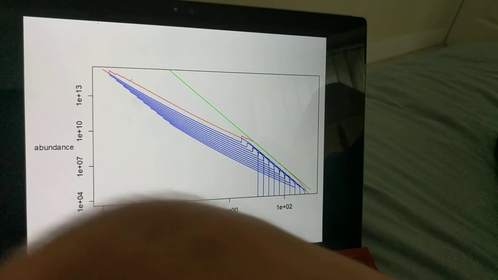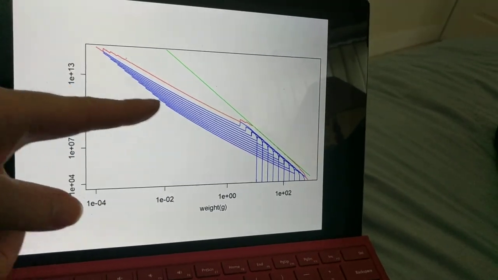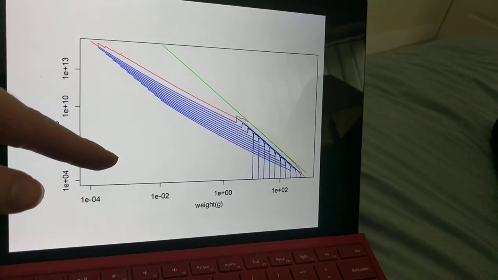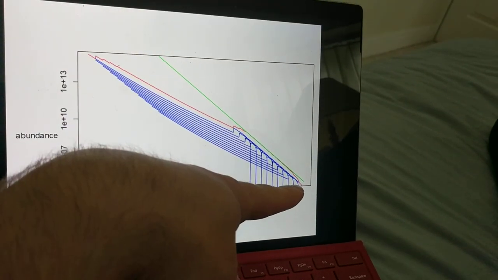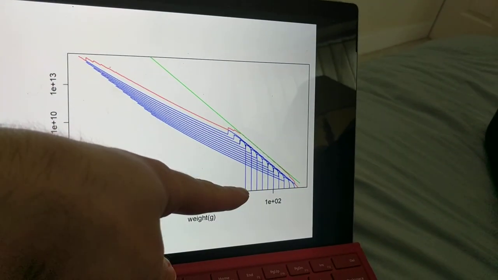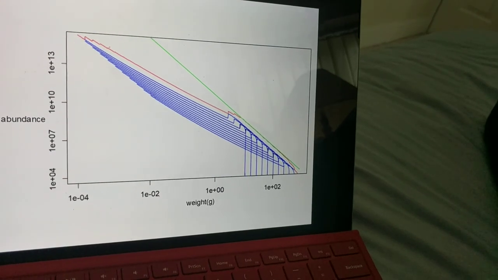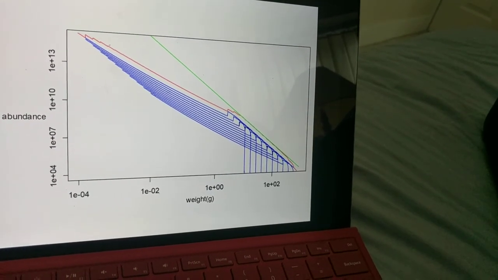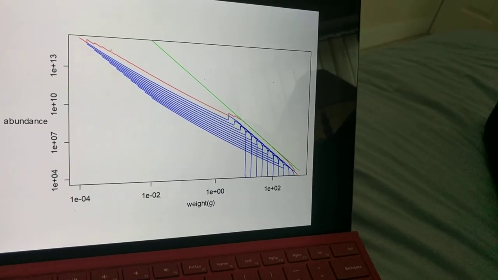So these blue curves here, these are the abundance curves for different species. Now, these species are very similar to each other. They grow to different sizes. These species grow to this size here. And this first species here, they only grow to this size here. And so the different species have different maturity weights, different asymptotic weights and so forth, but apart from that, they have very similar parameters.